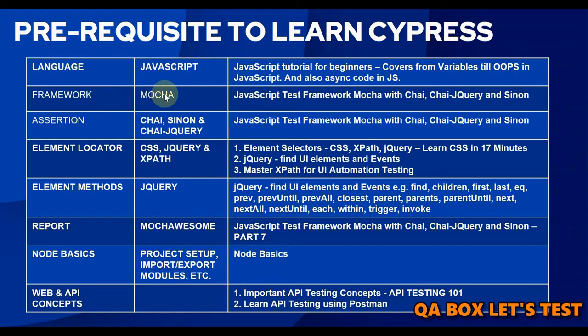Framework, Mocha. All right. Assertions: Cypress uses Chai for normal assertions. Then Sinon is used for unit testing, where you can use test doubles, because Sinon offers test doubles like spies, stubs, and mocks. And then Chai-jQuery to assert the DOM.